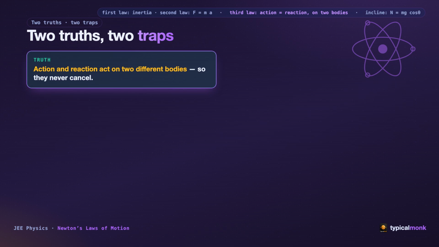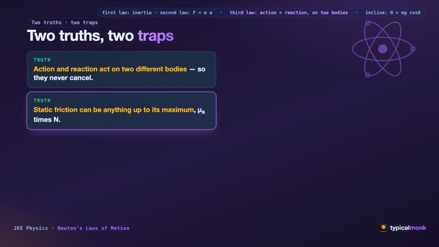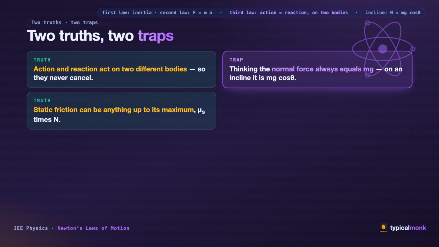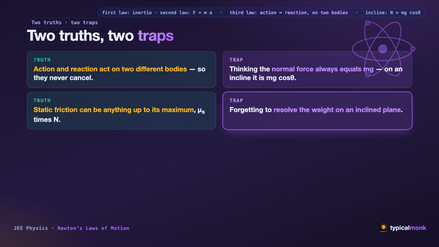Now, the two mistakes that quietly cost marks. The truth, action and reaction act on two different bodies, so they never cancel. The trap. Thinking the normal force always equals mg. On an incline, it is mg cosine theta. The second truth. Static friction can be anything up to its maximum, mu s times N. The second trap. Forgetting to resolve the weight on an inclined plane.